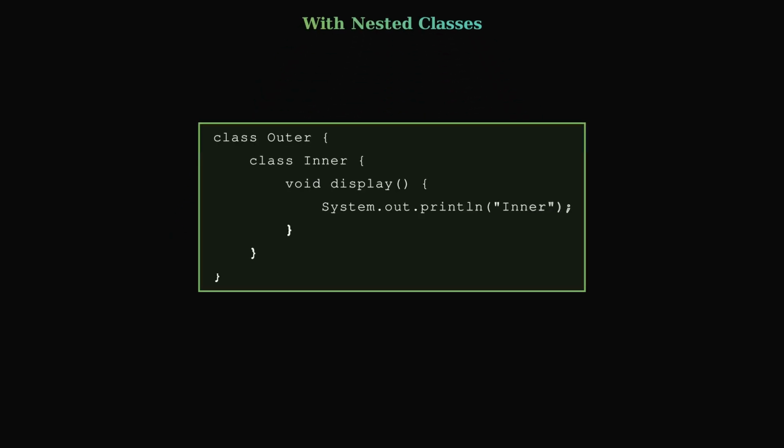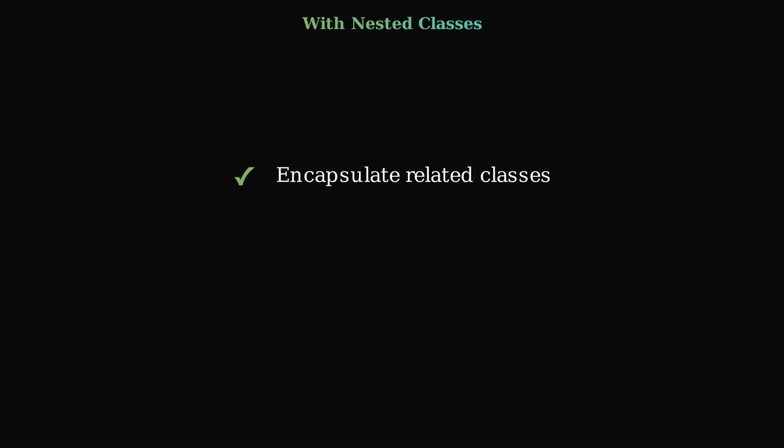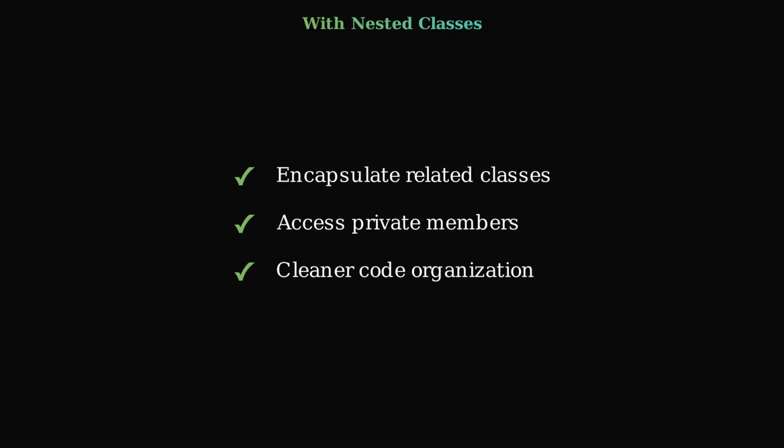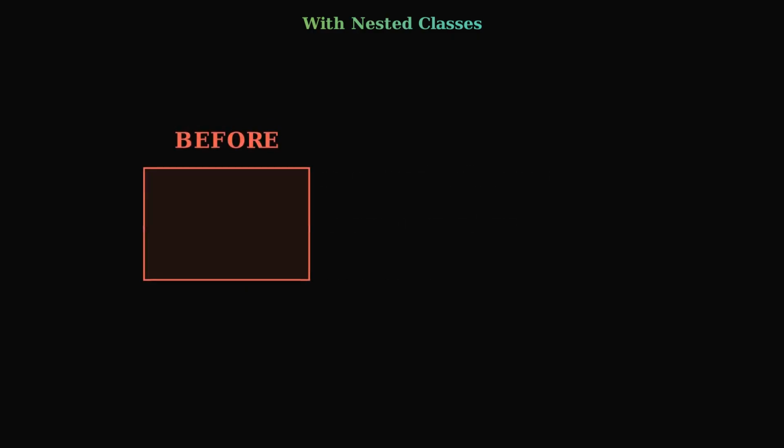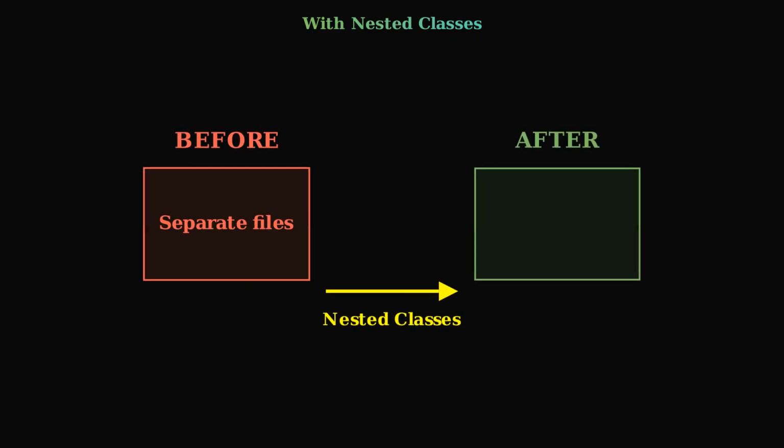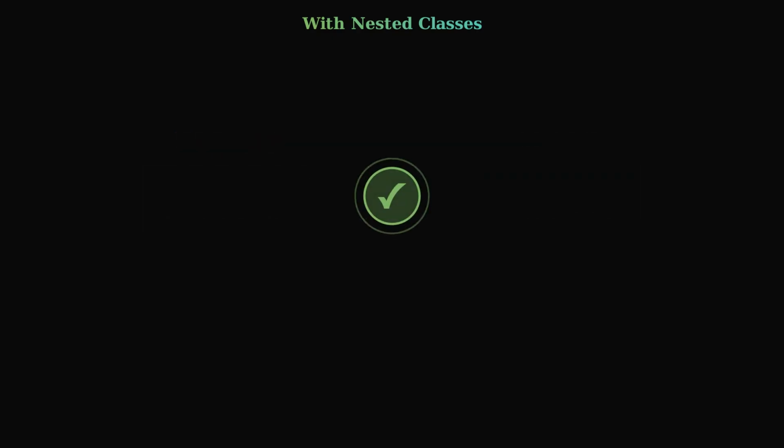Here comes the solution: nested classes. Look how clean the code is now. Encapsulate related classes. Access private members. Cleaner code organization. Compare the difference. And that is why we use nested classes.